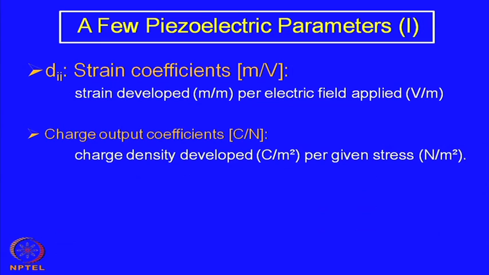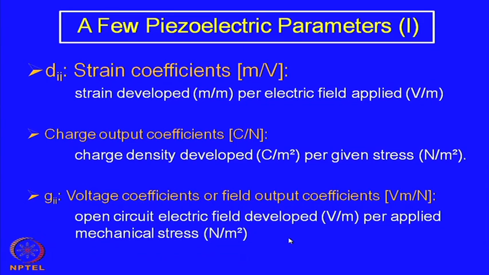Then we have a charge output coefficient whose unit is coulomb per Newton, and that is the charge density developed, coulomb per meter square, per given stress. Stress is Newton per meter square. So, it becomes coulomb per Newton. So, how much charge is actually generated, at what kind of force you are applying.